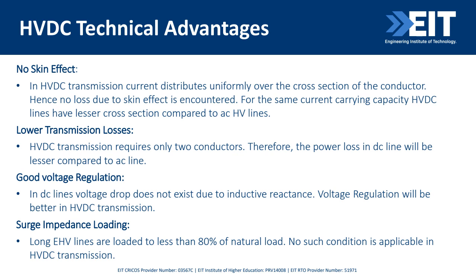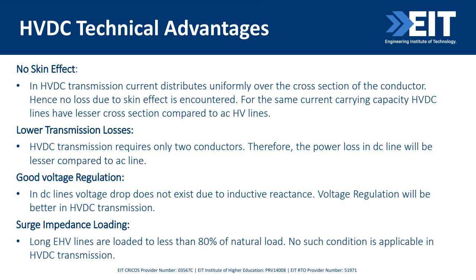So basically, we need to have a larger cross section if we need to send more power. But in DC, the current is distributed uniformly over the whole cross section of the conductor. So basically, we can make the conductor size smaller. That's a very effective way of saving cost, and it also improves the maintainability.